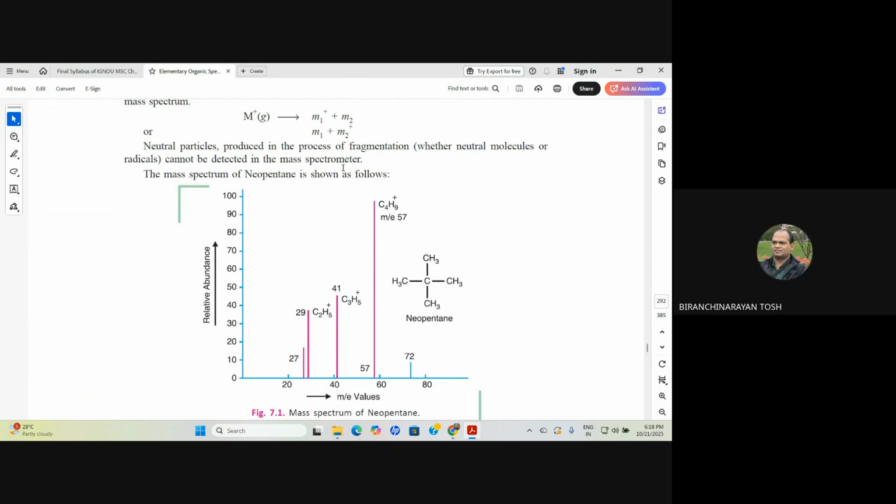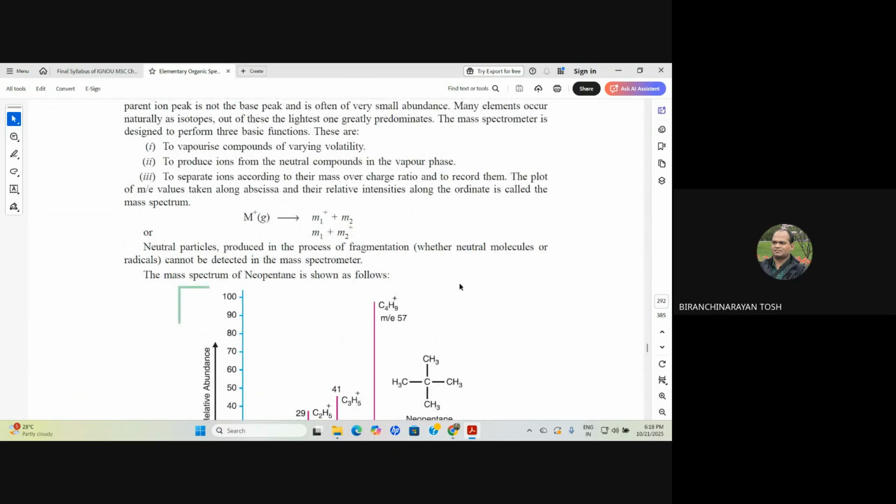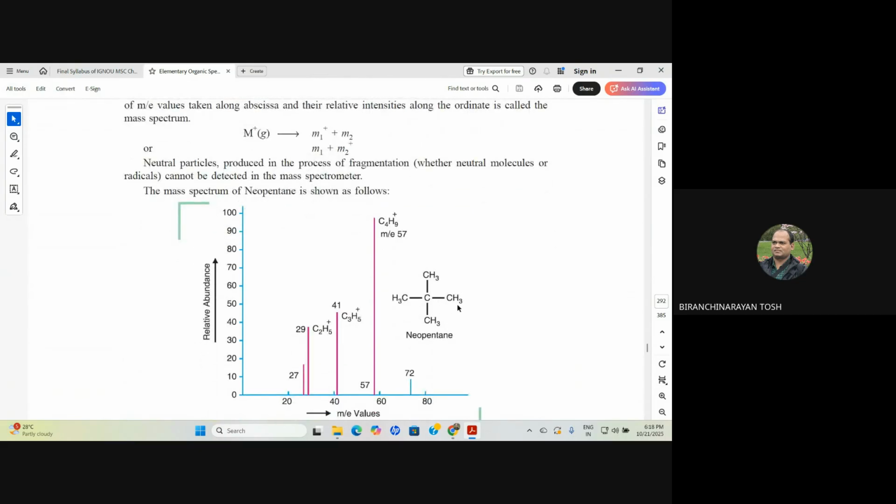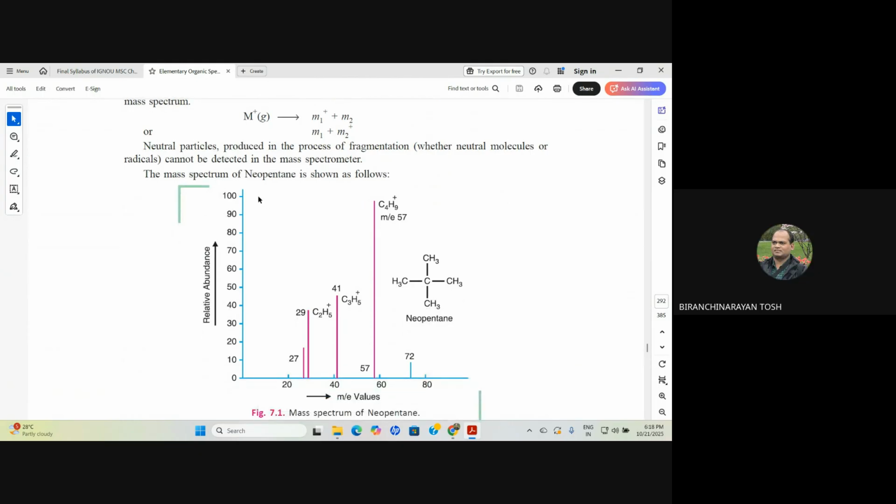The parent peak is when only one electron is removed, and we get the molecular ion. That is the parent peak. But the base peak is different. The base peak has a relative abundance of 100%; the largest peak will be the base peak. Here M/E 57 is the base peak, but the parent peak is 72.